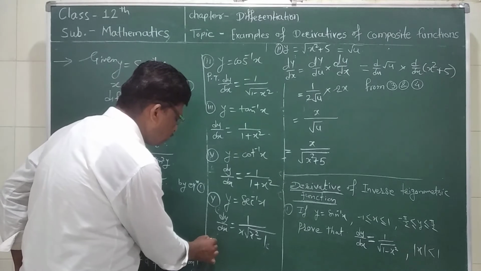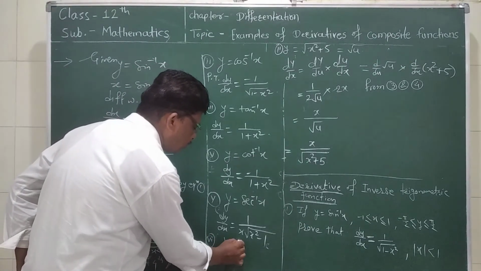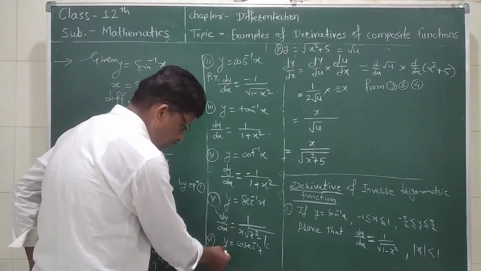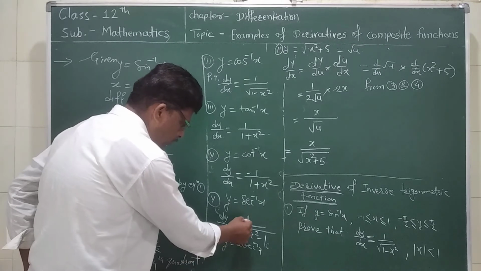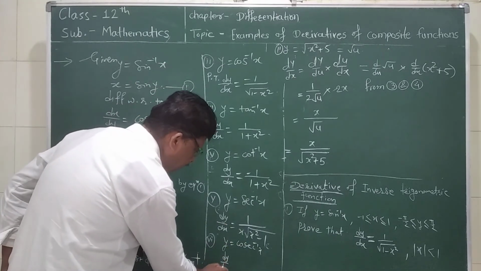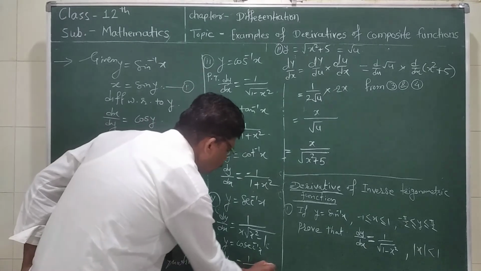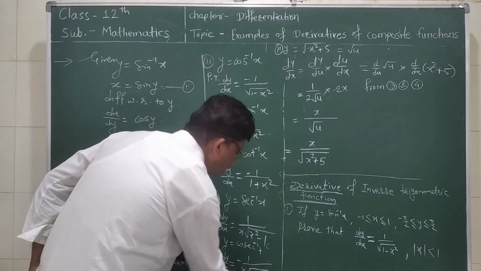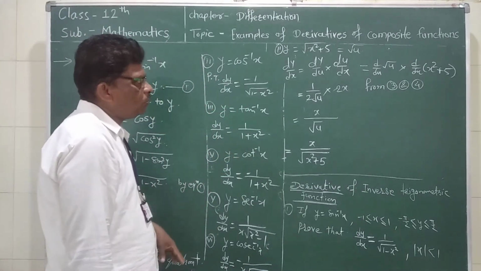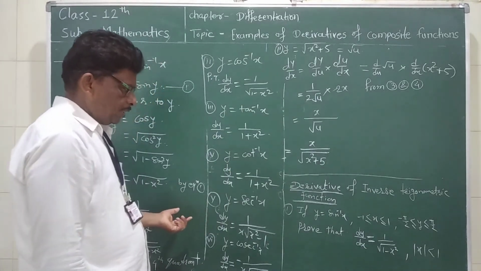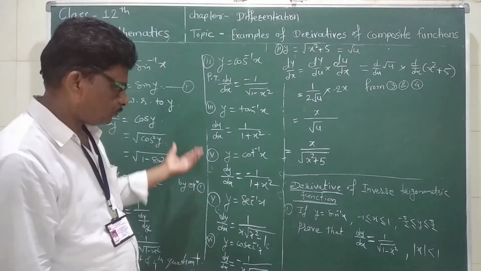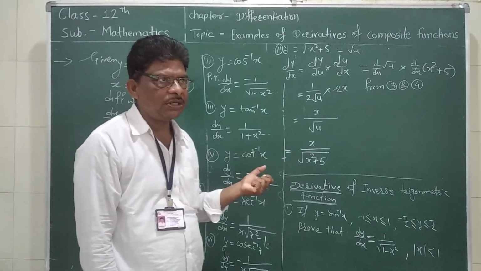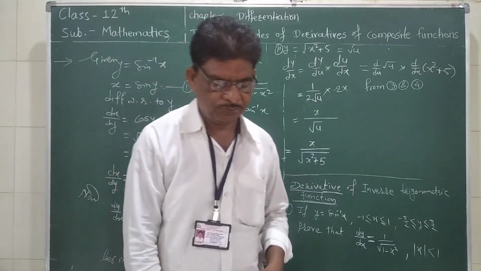And similarly, the sixth one is y equal to cosec inverse x. In the same way, only with a minus, dy by dx is equal to minus 1 upon x under root x square minus 1. So okay students, that is your inverse functions. In the next video we see some standard inverse formulas and their examples. Okay.